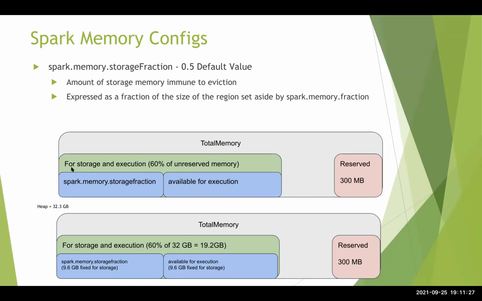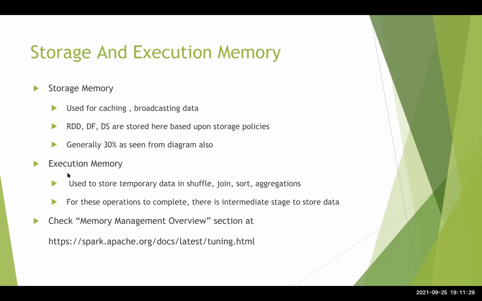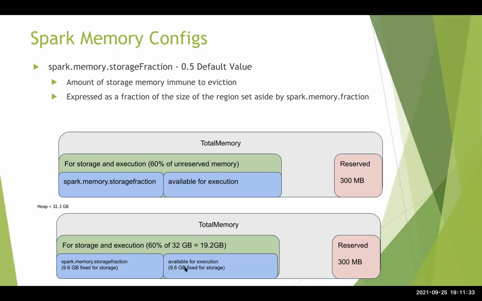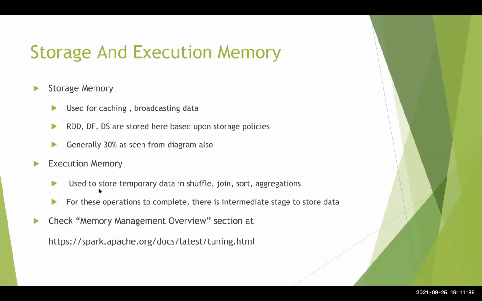It comes to around 30%. So that's what it means. Execution memory is used to store temporary data in shuffle, join, sort, and aggregations. For these operations to complete, there's an intermediate stage to store data, and that's where execution memory is used. You can see the memory management section in the Spark documentation.